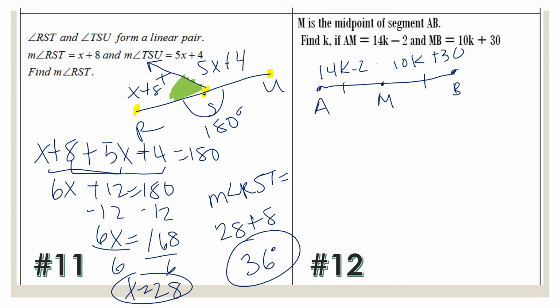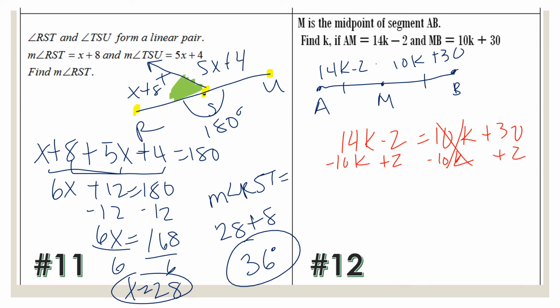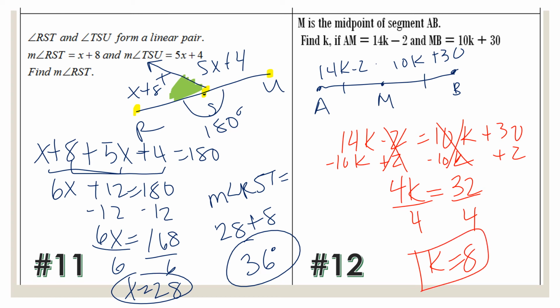If they are congruent, and the only question that it's asking us is to find K, we just need to set the two segments equal to each other. So I'm going to subtract 10K from both sides, and I'm going to add 2 to both sides. 14K minus 10K is 4K. 30 plus 2 is 32. And then divide by 4 on both sides. K is 8. And that is all you have to do.